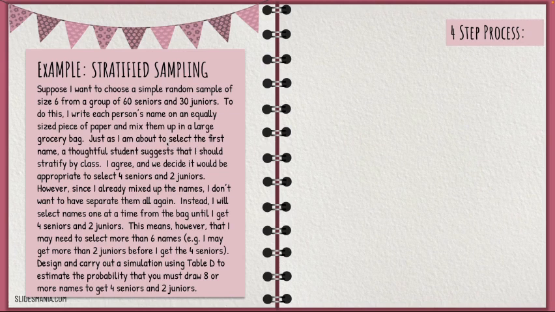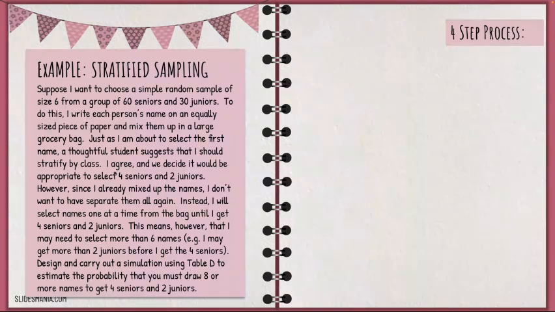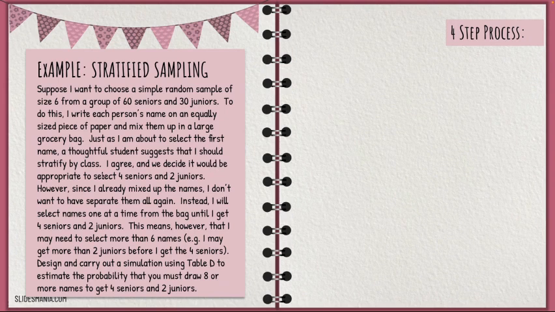Just as I'm about to select the first name, a thoughtful student suggests that I should stratify by class, meaning I take and separate the 2 bags, okay? Put seniors in one, juniors in the other. But we have already mixed them up. But we agree that it would be appropriate to select 4 seniors and 2 juniors.